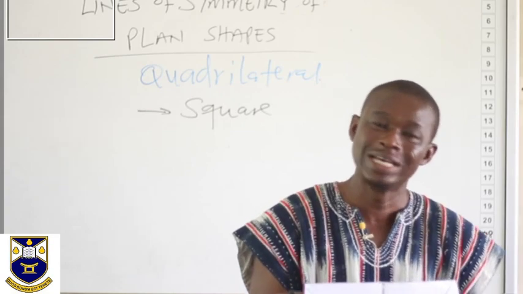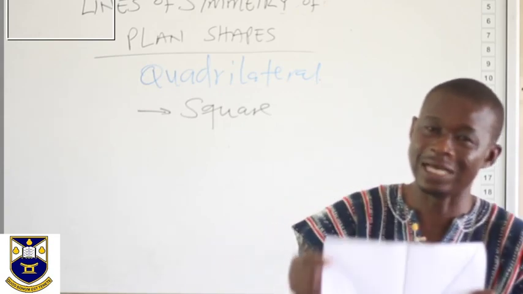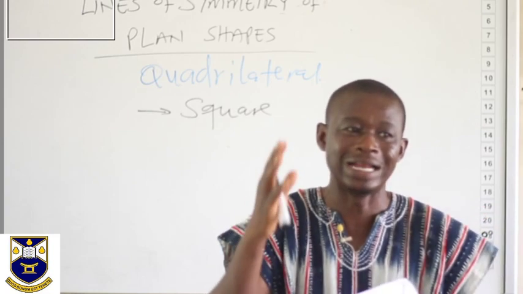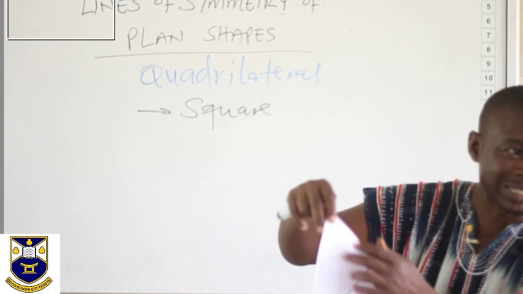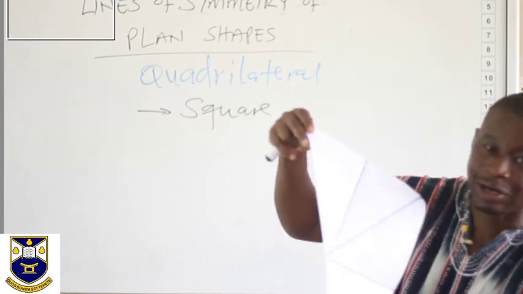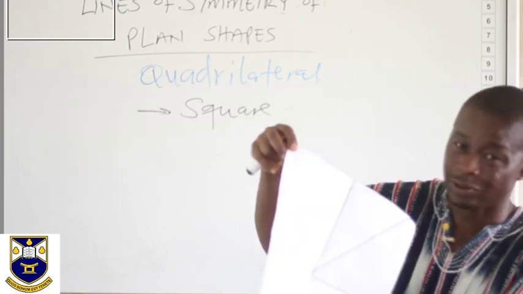Why? Because it doesn't divide the figure into two equal, identical halves. Therefore, we cannot refer to this line as a line of symmetry. There is no way we can refer to it.